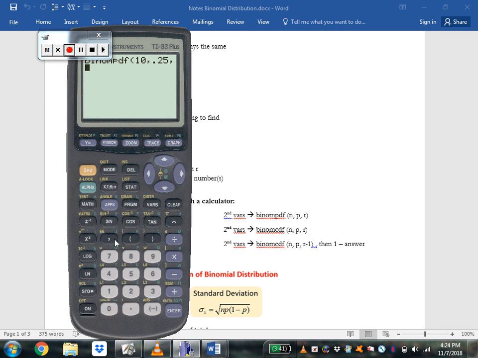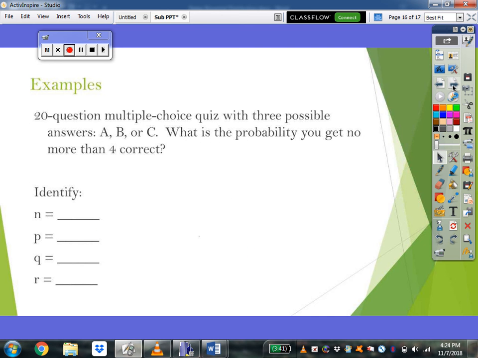And then the last thing is R. Our R value was 4. Go ahead and hit enter. So that means the probability I get 4 correct is 0.146 or 14.6%. Okay? Alright then. Let's go ahead and move on to the next question.